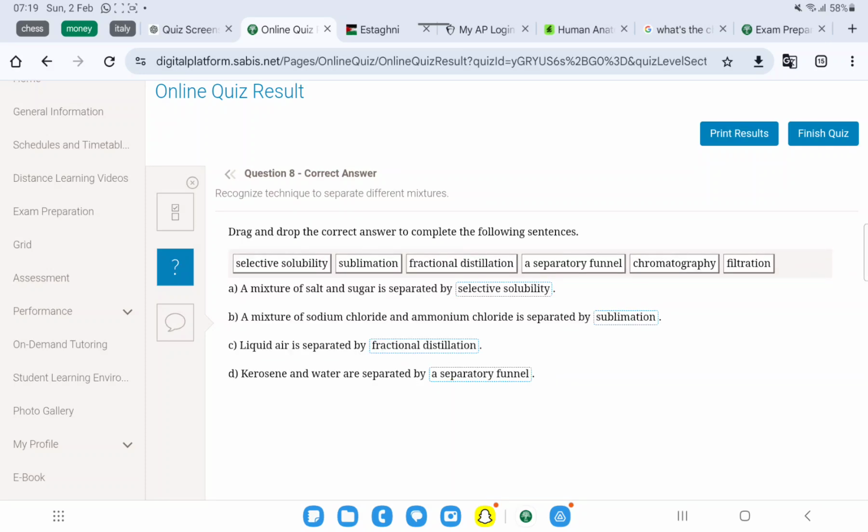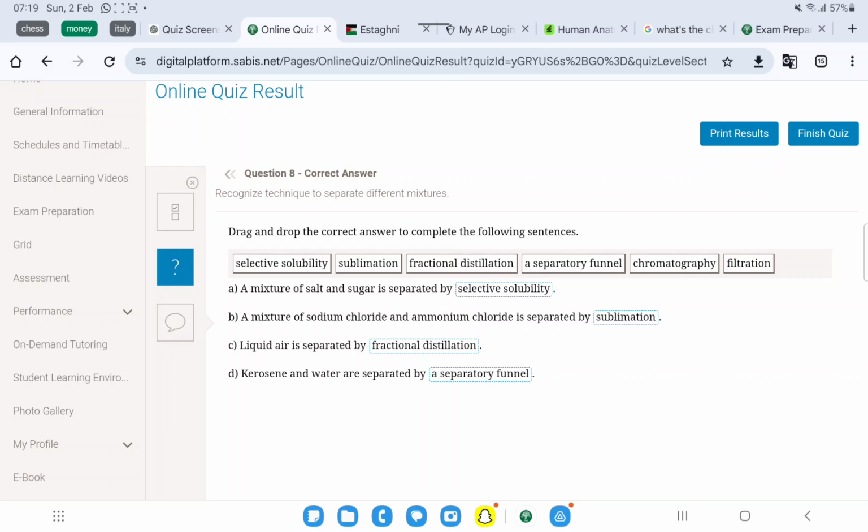A mixture of salt and sugar can be separated by selective solubility. Yeah, we know it's selective solubility. We can put alcohol to dissolve the sugar, to dissolve one thing and not the other. So it's selective solubility. A mixture of sodium chloride and ammonium chloride is separated using sublimation.